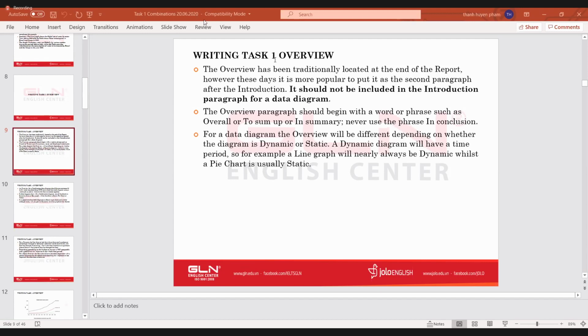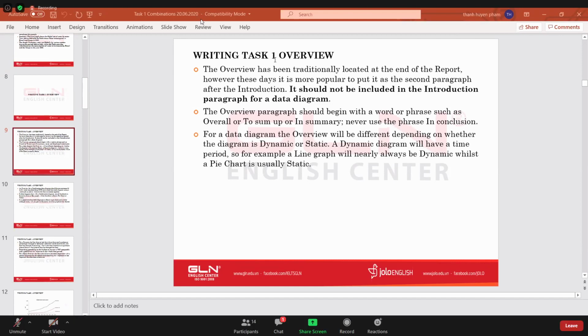So the overview paragraph should begin with a word or phrase such as overall, or to sum up, or in summary. Never use the phrase in conclusion. Task 1 writing, we do not have conclusions. Conclusions are for task 2 writing. In task 1, it is a summary, which is not the same as a conclusion.